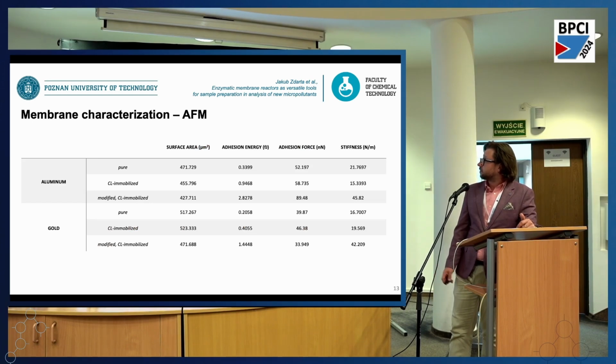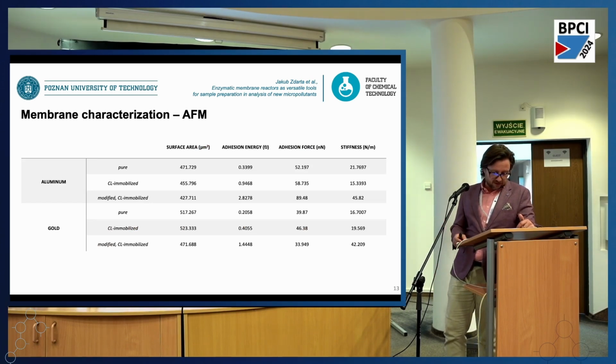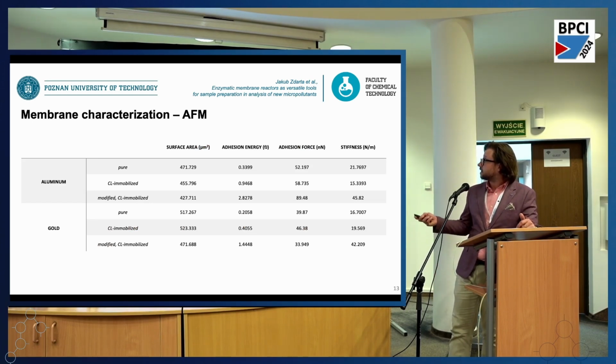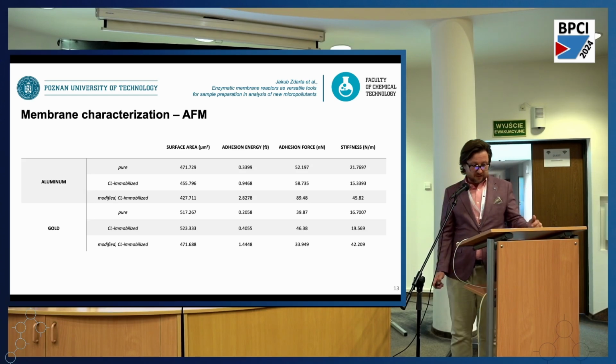Based on the AFM measurements, we have also determined the surface area of this membrane, and it can be seen that after modification and cellulase immobilization, the surface area decreased, as well as the stiffness of the membrane has been significantly increased after enzyme immobilization. Also, changes in the adhesion energy and adhesion force can be clearly seen.